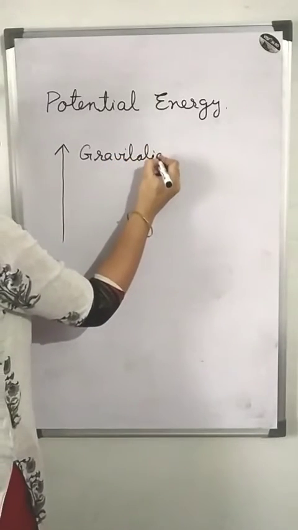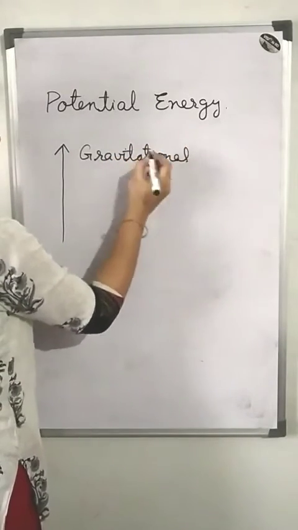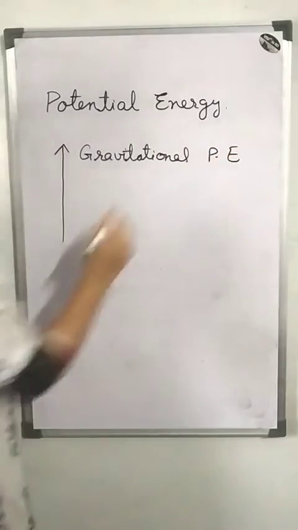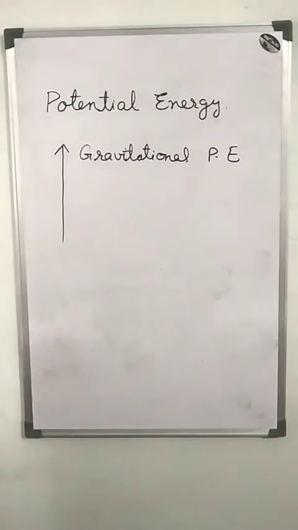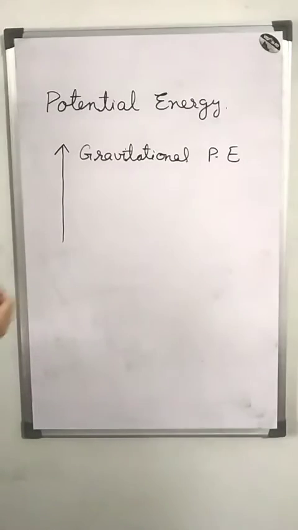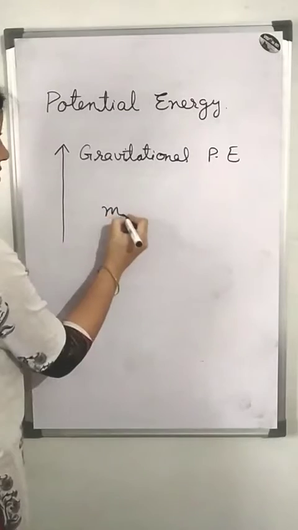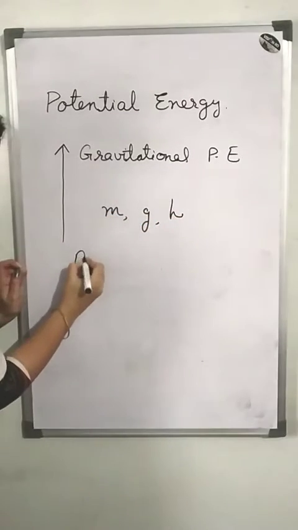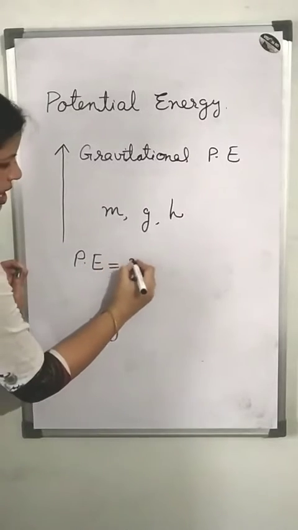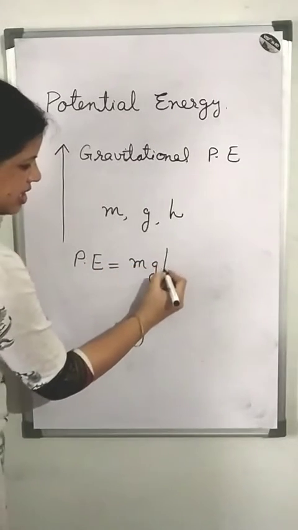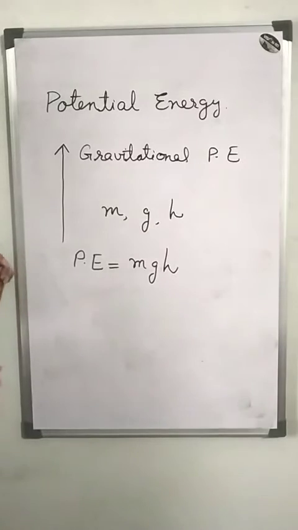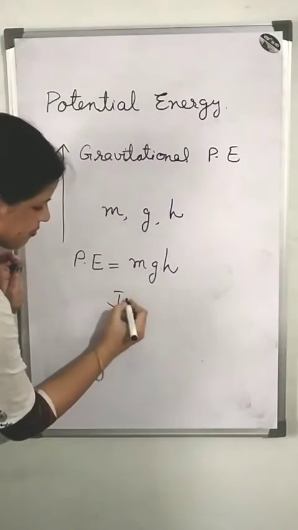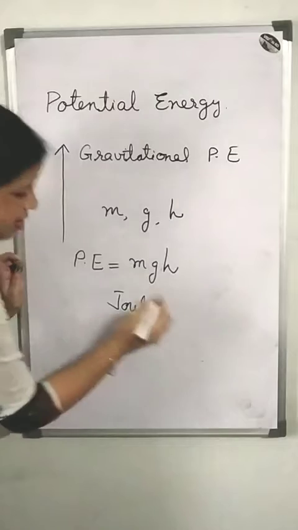The gravitational potential energy of a body depends upon its mass, gravity and height. So we can say potential energy is equivalent to mgh, and we measure this again in joules.